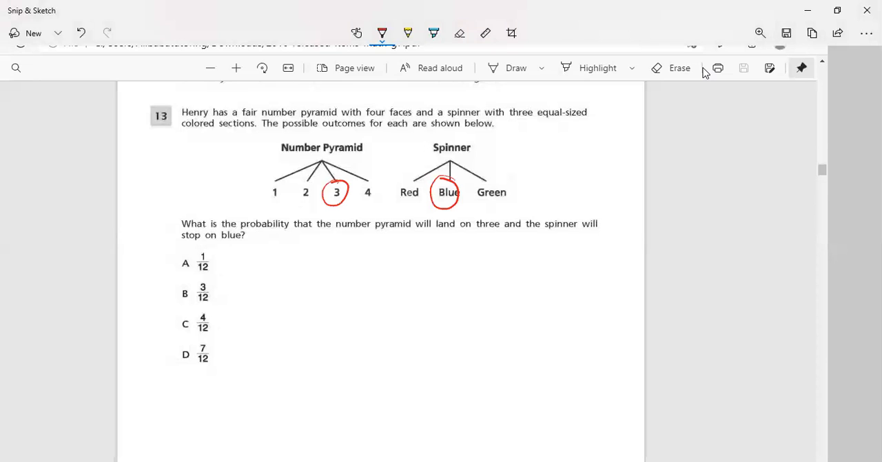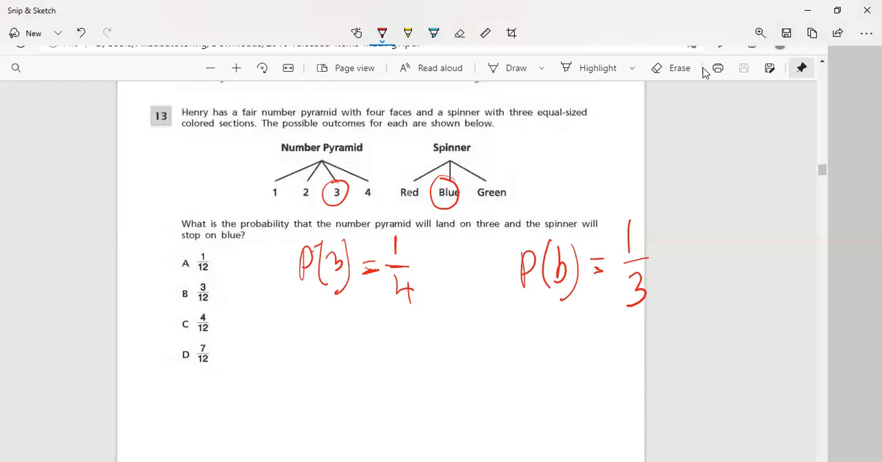Okay, so let's just deal with each one first. What's the probability that we get a 3? What's the probability that we get a blue? Well, how many numbers do we have in the pyramid? We have 1, 2, 3, 4, 4 numbers. So to get a 3 is 1 out of 4. That's the probability. And to get a blue is 1 out of 3 colors. Okay, so what's the probability we can have both events?